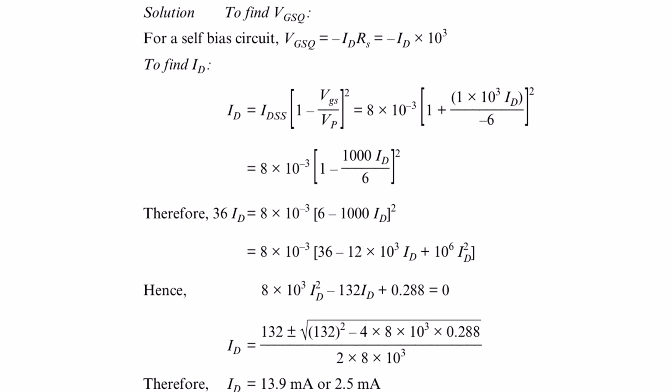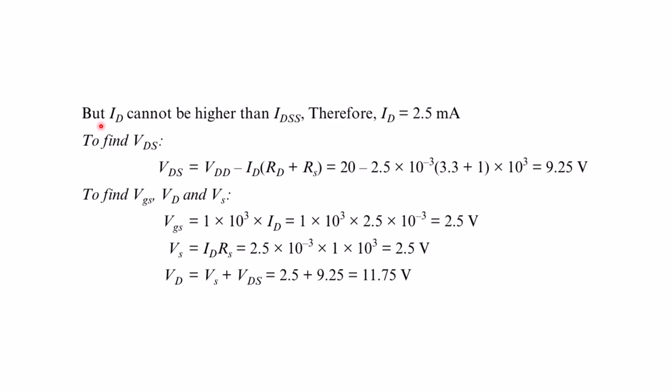We have two values, but ID cannot be higher than IDSS, so we fix the minimum of the two calculated values of ID. So ID is fixed as 2.5 milliamps.